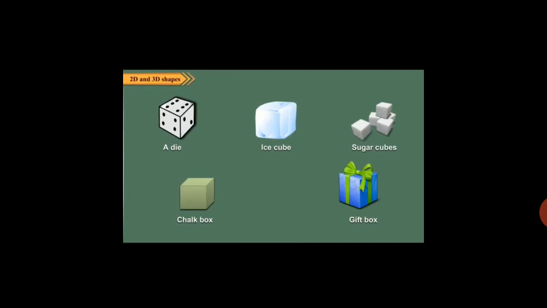cubes. So firstly see these shapes. These are examples of one shape. Will you please identify which shape we are going to discuss? Dice, ice cube, sugar cubes, chalk box and gift box. All are having one shape. That shape is called cube. So firstly we discuss cube.